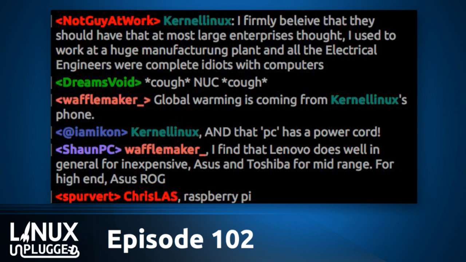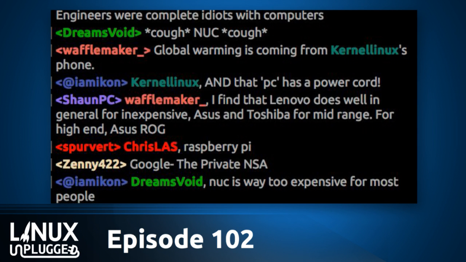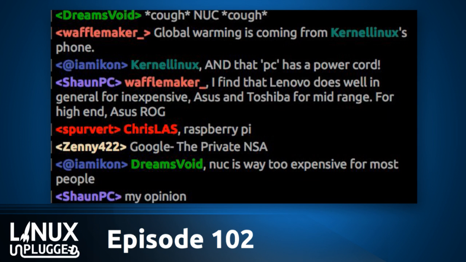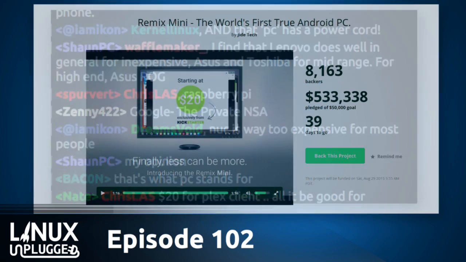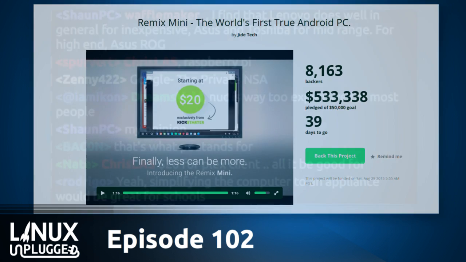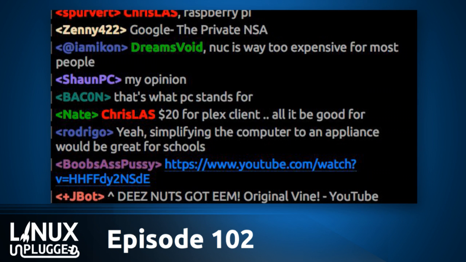I don't know. This isn't the solution. I think what we're seeing here is there's something here. This isn't it. Raspberry Pi isn't it because it's too manual. But there's something in this area, and in order to get the price down here, it's going to have to be Linux based, I think. Yeah. The world's first true Android PC. I don't actually think that's true either. Yeah, Nate points out you could make it a $20 Plex client.